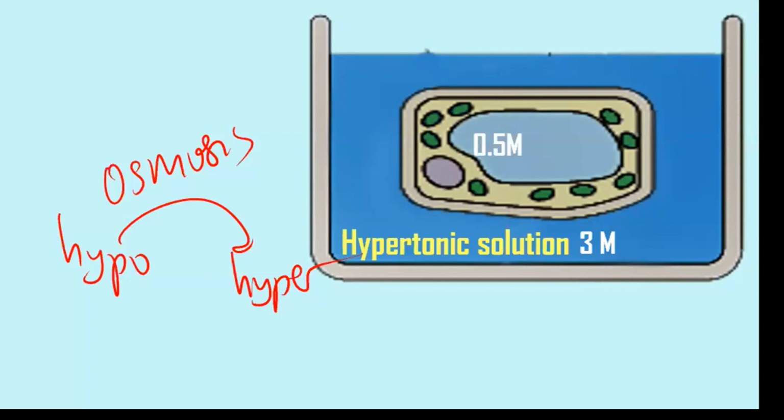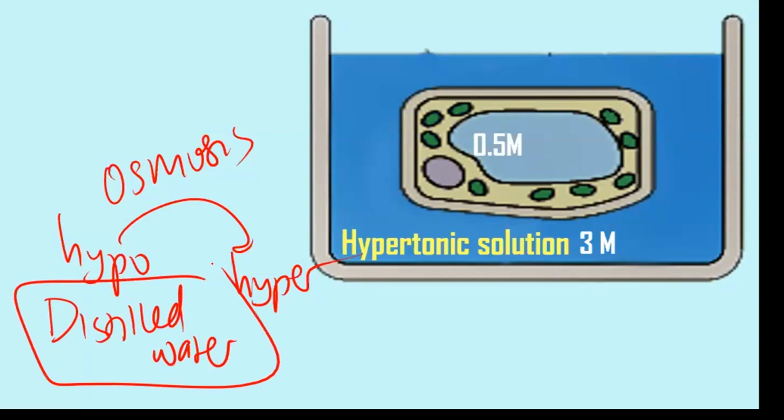And I always tell my students, what is the most hypotonic solution in the world that they don't tell you in any textbook? Yes, distilled water. I always tell my students, this is like a no-brainer tip, because 80-90% of the time, they surely use distilled water. Later I'll show you an example. So the moment you see distilled water, you know it's hypo.